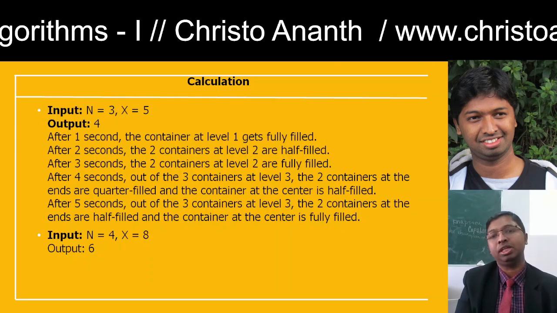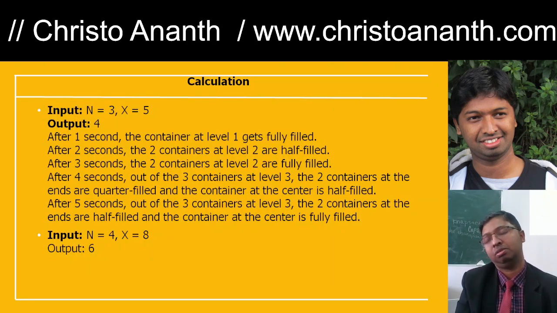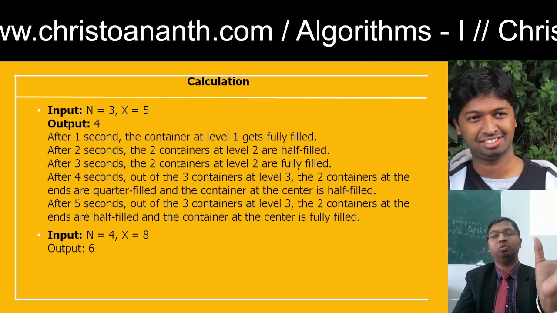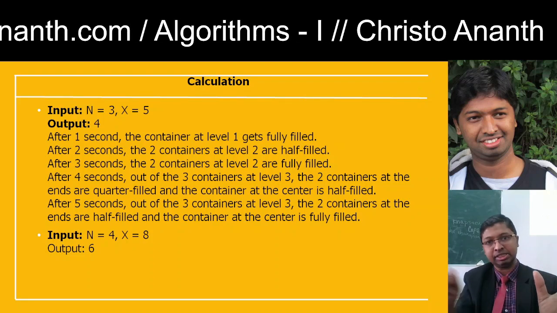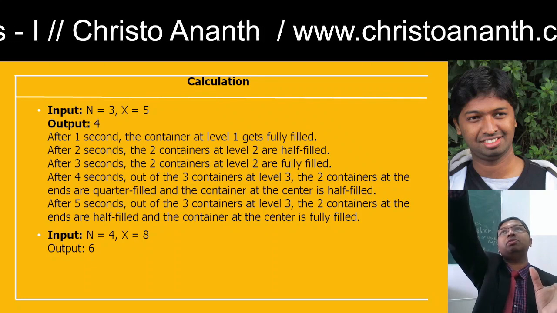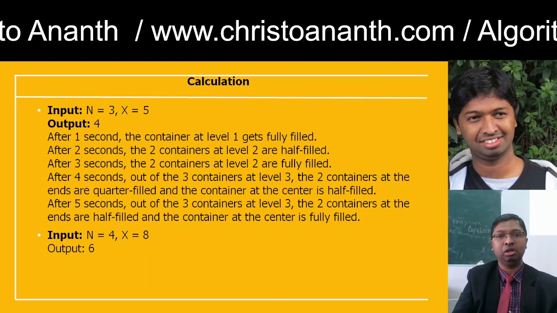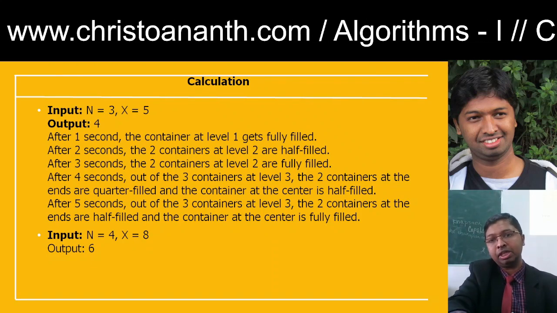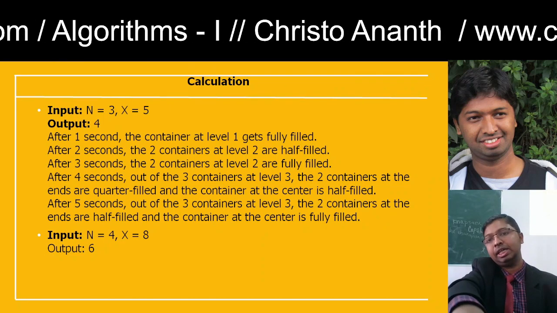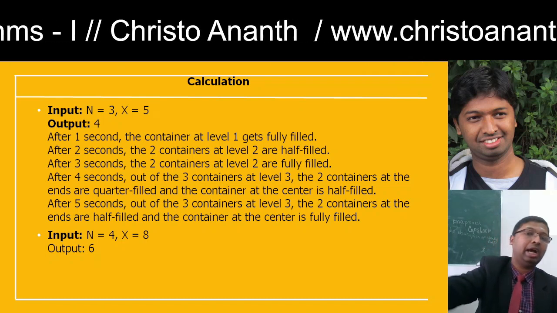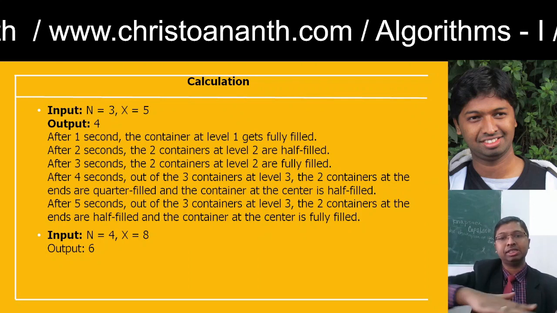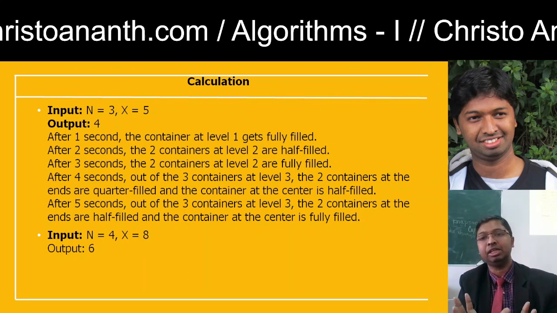So after 1 second, the container at level 1 will be fully filled. After 2 seconds, the 2 containers at level 2 would be half filled. After 3 seconds, the 2 containers at level 2 would be fully filled. If you can see, after 1 second one is fully filled, and after 3 seconds level 2 is fully filled. In the 4th second, out of the 3 containers at level 3, 2 containers are quarter filled and the container at the center would be half filled. And after 5 seconds, the 2 containers are half filled and the container at the center would be fully filled.